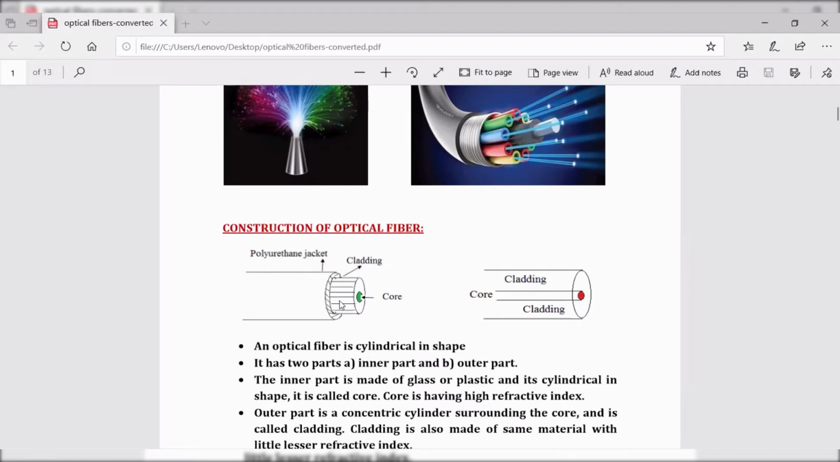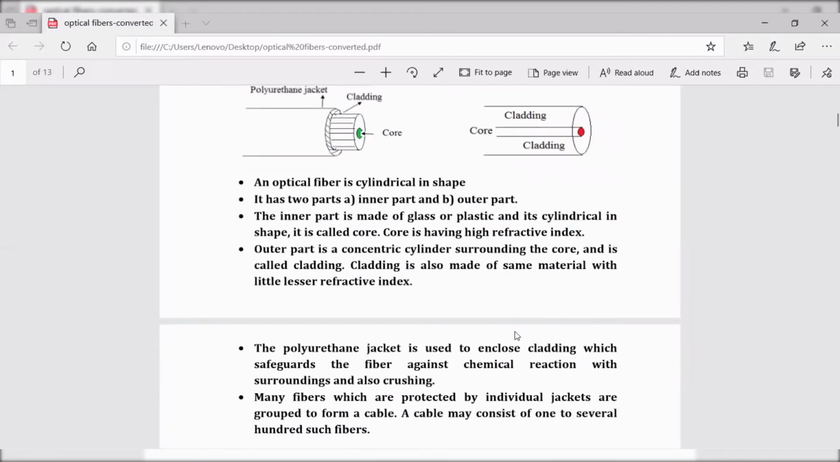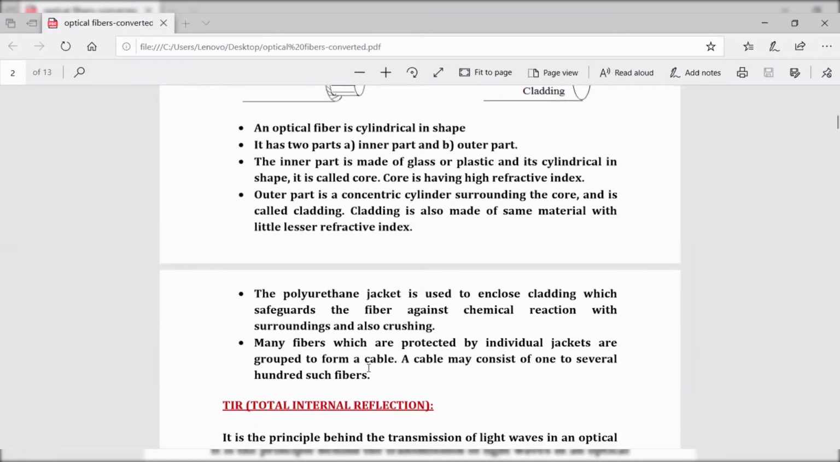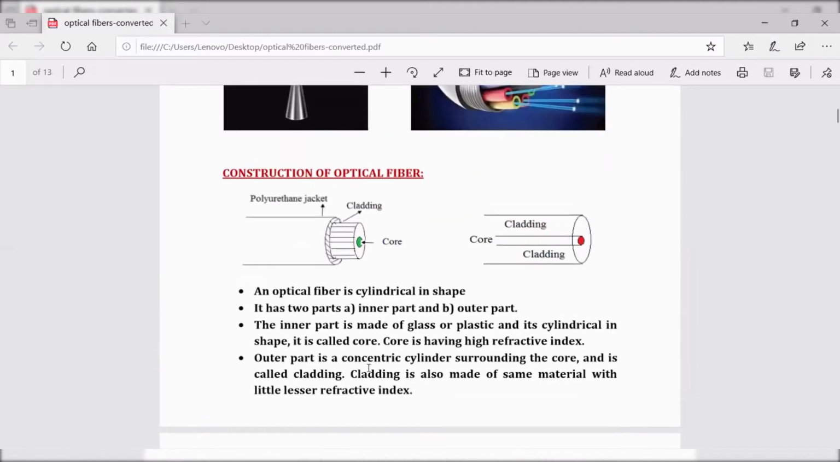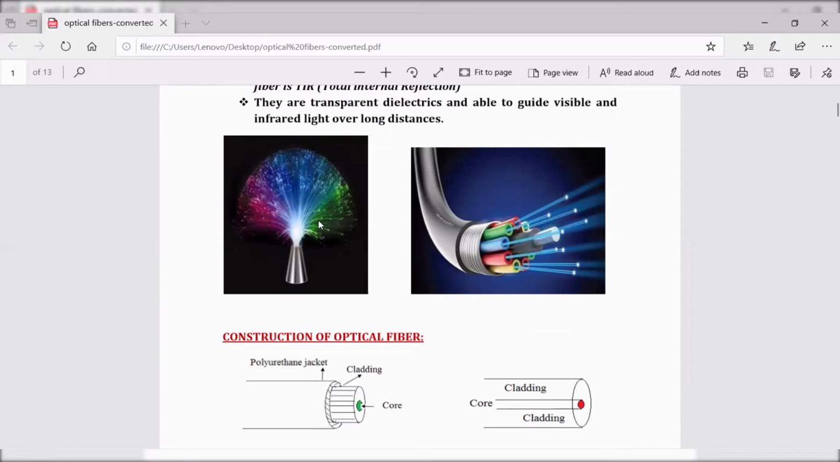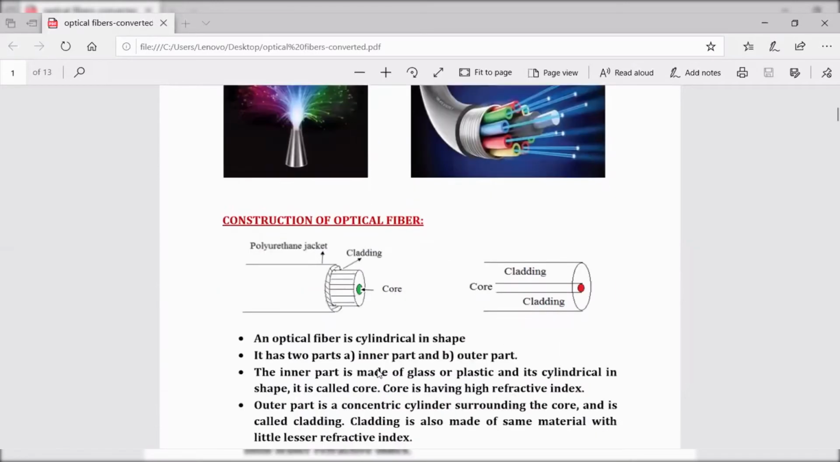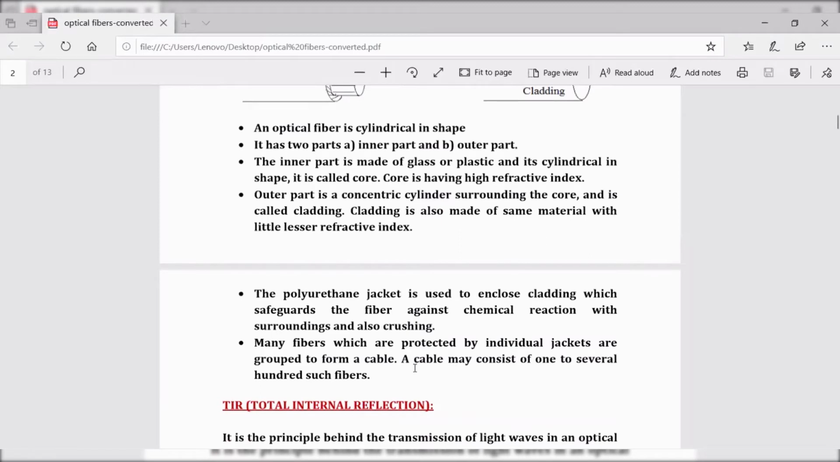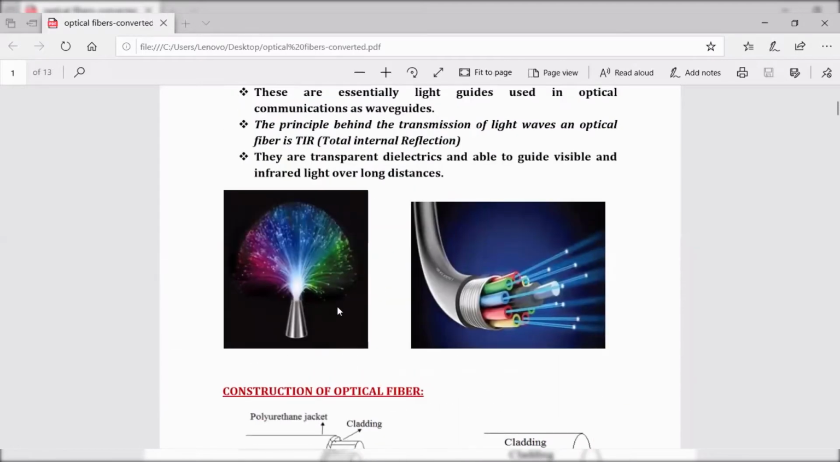So this is the construction part. Students, you have to keep it in mind. Mainly an optical fiber is made of two parts. One is the inner layer called the core and the outer layer called the cladding. Many fibers like this, each one protected by this polyurethane jacket, are grouped to form a cable. So a cable may consist of 1 to several hundred such fibers.